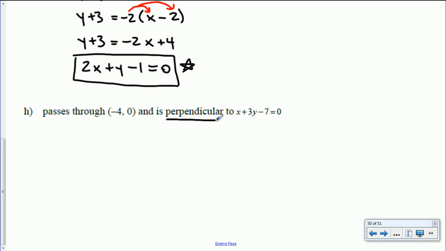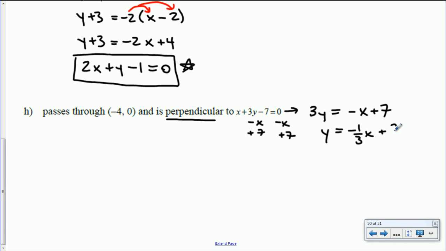So we need to figure out what's perpendicular to that line. Probably just convert this to slope y-intercept form. So let's get y on its own. I'll do that by subtracting x from both sides and adding 7 to both sides. So in one step, that would look like this: 3y equals negative x plus 7. Then I just have to get rid of this 3, so divide both sides by 3. Negative 1/3 x plus 7/3.